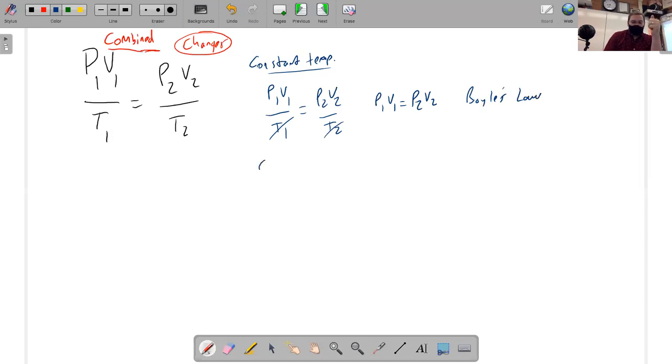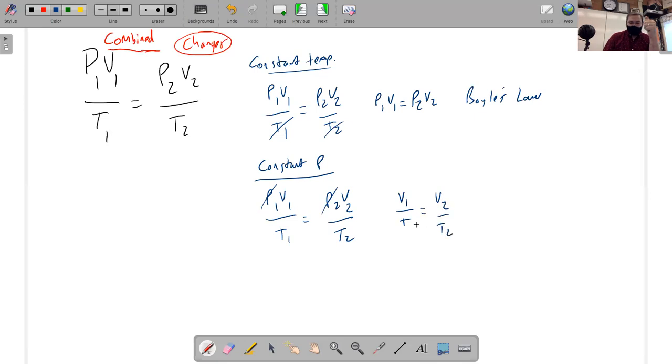Similarly, if you have a problem with a constant pressure, then starting with the combined gas law, P1 V1 over T1 is equal to P2 V2 over T2. If the pressure does not change, then the pressures cancel out, and you're left with the relationship V1 over T1 is equal to V2 over T2.